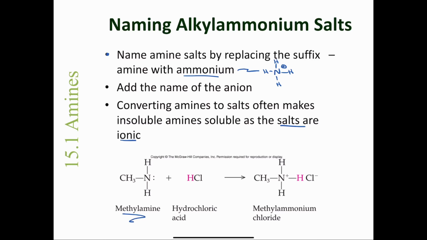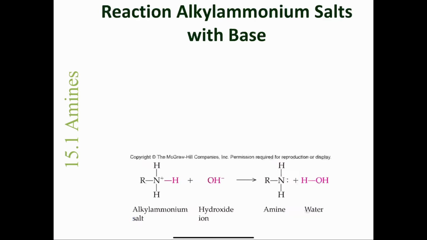And we already looked at how to name this primary amine, methylamine. And when I make the ammonium ion, I convert amine to ammonium, so it becomes methylammonium. And then I just name my anion, which in this case is chloride, so I get methylammonium chloride.